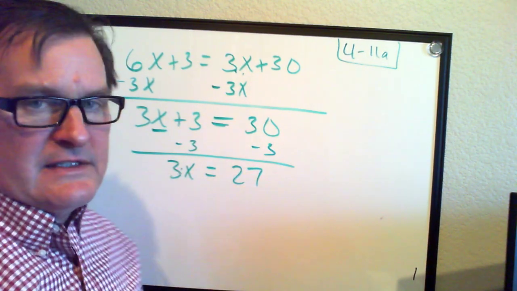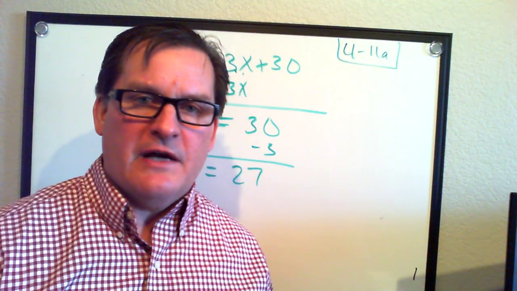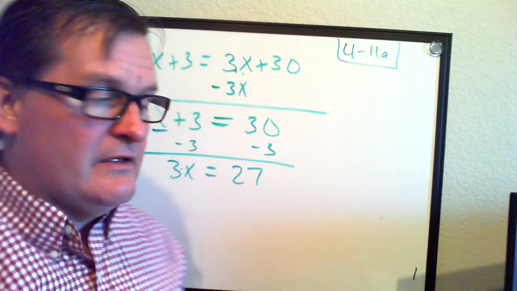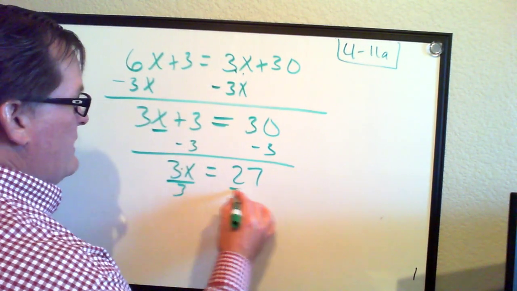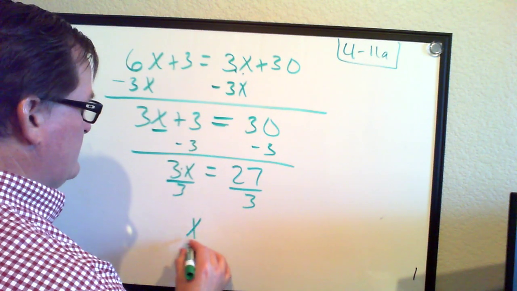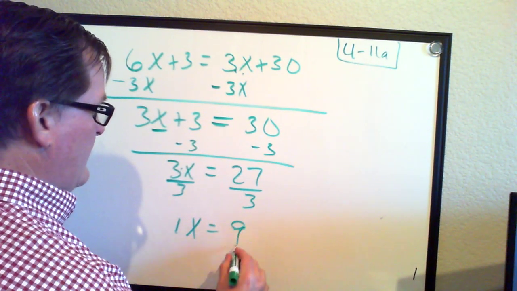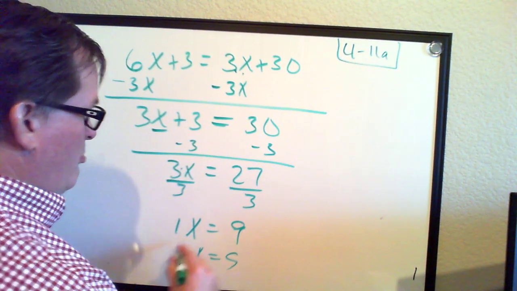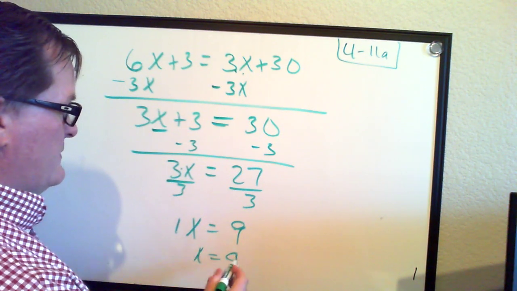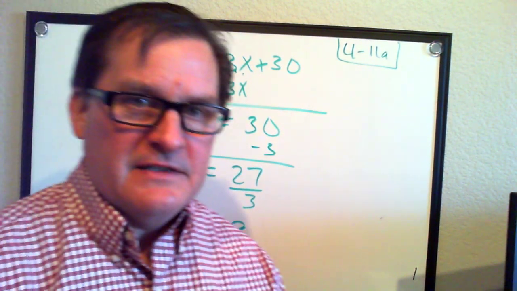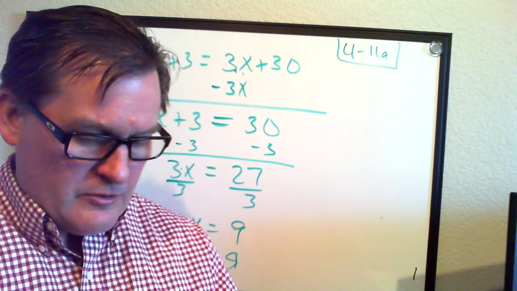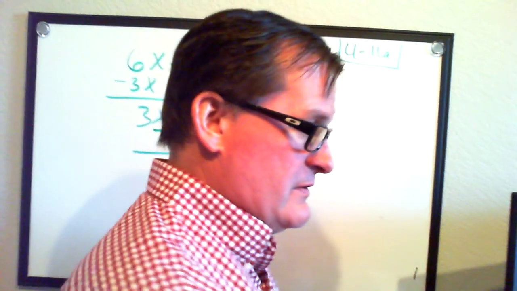Now 3 times x, I need to get rid of the 3. Always do the opposite operation to move it or get rid of it. So I divide both sides by 3, and I end up with x, or 1x, equals 9. Both answers are the same. 1x equals 9 or x equals 9. So that's it. Same process over and over. So practice a few more of those and see if you start to figure it out.